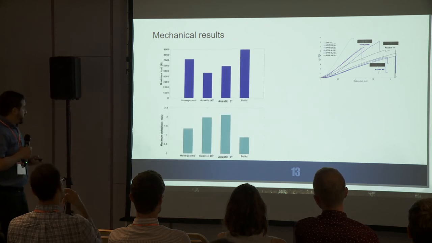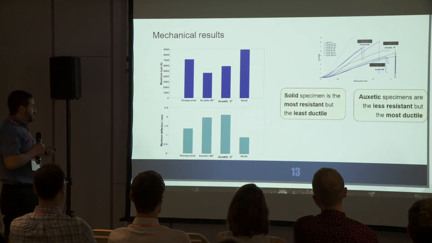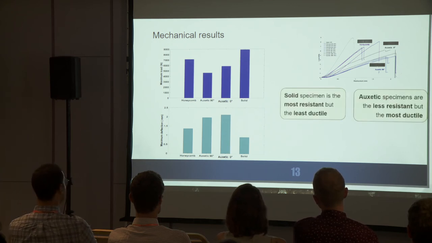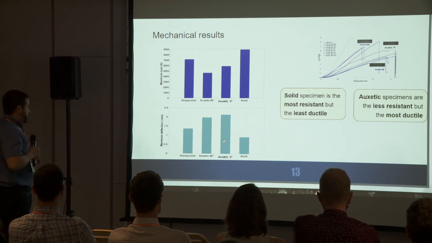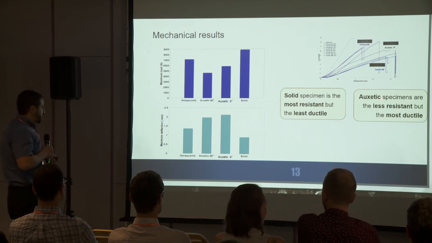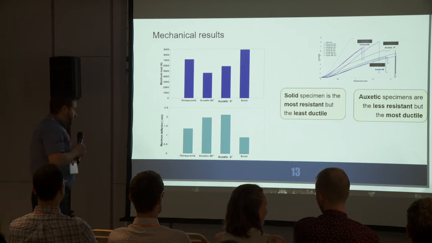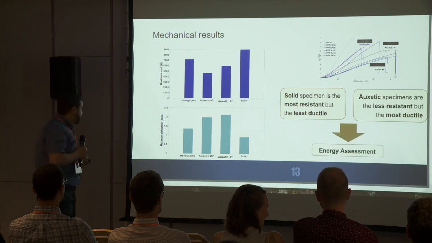After that, we compare load resistance and deflection. And we see here that the solid specimen is the most resistant, but the least ductile, which is normal for its resistance because it's a full material. And we see that the auxetic specimens are the most ductile materials, but the least resistant. So to draw a conclusion from that, we need to deal with energy assessments.